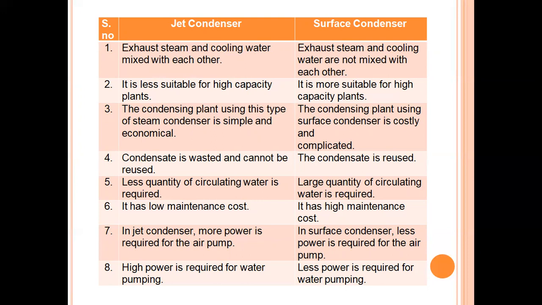The jet condenser is less suitable for high capacity plants. The surface condenser is more suitable for high capacity plants. A condensing plant using a jet condenser is simple and economical. The condensing plant using a surface condenser is costly and complicated. In a jet condenser, condensate is wasted and cannot be reused.